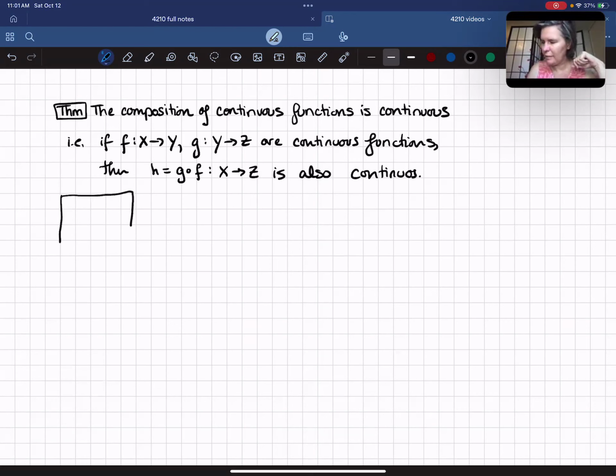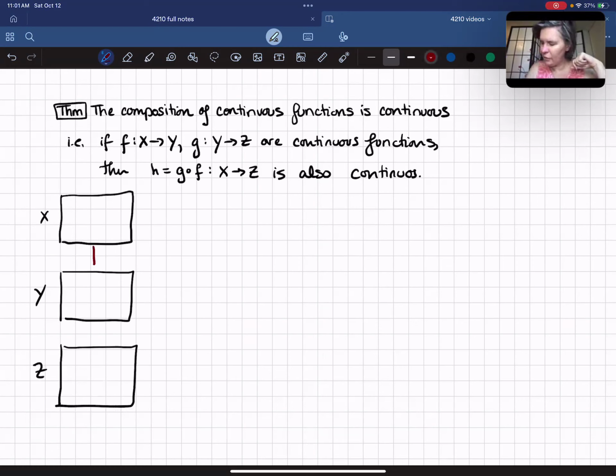Okay, so I have my X here, and then I have my Y here, and then I have my Z here. And f goes from X to Y, and g goes from Y to Z. And then h is the composition, which just jumps right over Y and goes directly from X to Z. So h just does f followed by g, and we write that as g circle f, g composed with f. Okay, so let's do the proof.